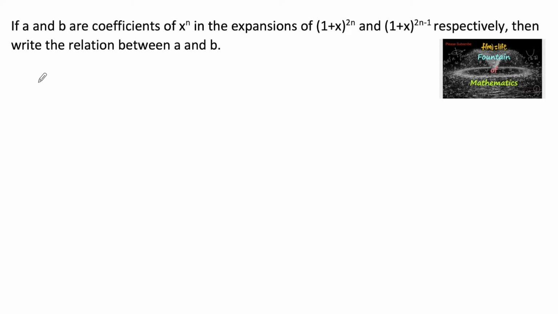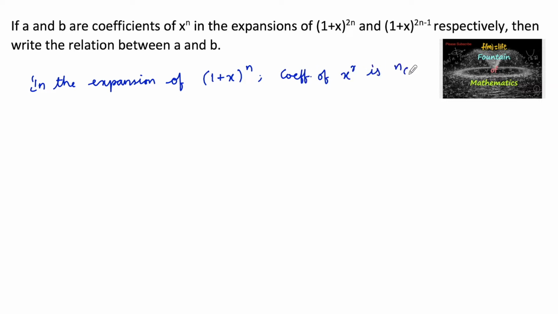Since we know that in the expansion of (1 + x)^n, the coefficient of x^r is given by nCr. Since (1 + x)^n is equal to the summation r = 0 to n of nCr x^r.